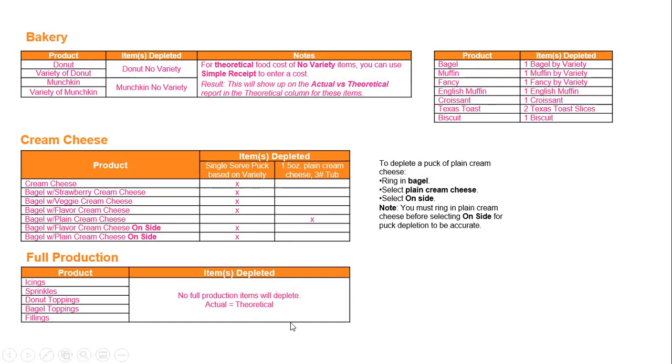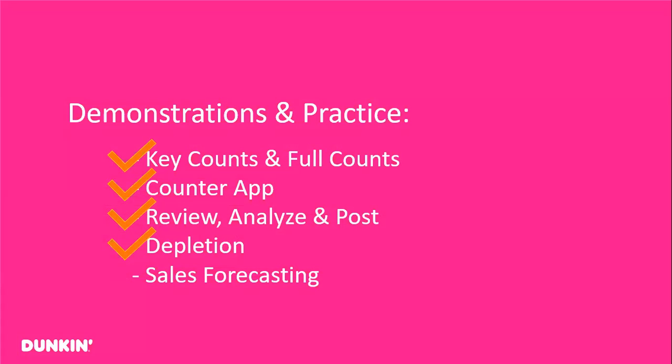Full production, you can see here listed. No full production items will deplete. Actual will be theoretical. So what you've entered as your count will also be what is input into the theoretical field. So a ton of information regarding depletion. It's all starting on page 58 if you want to scroll back through and just kind of get a look at it and become familiar with it.